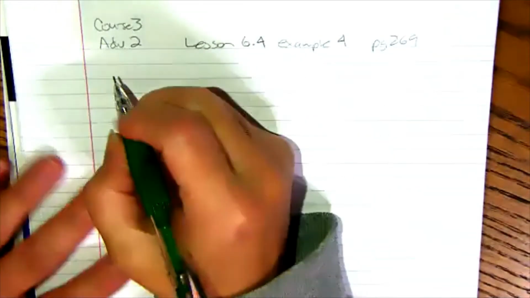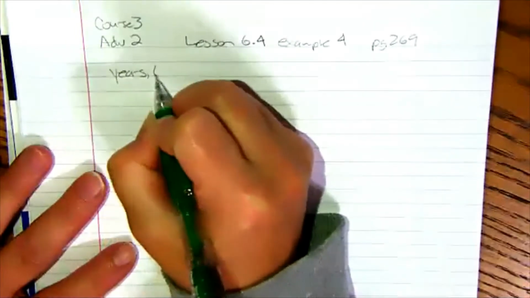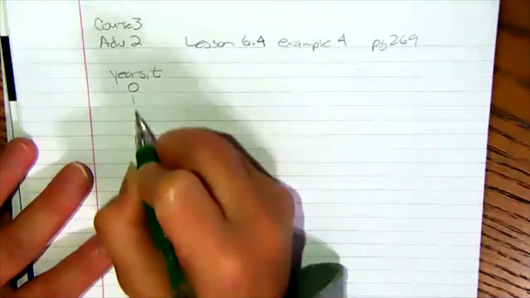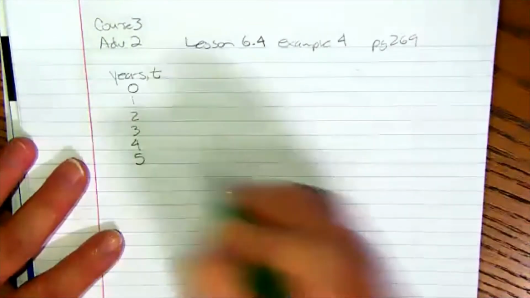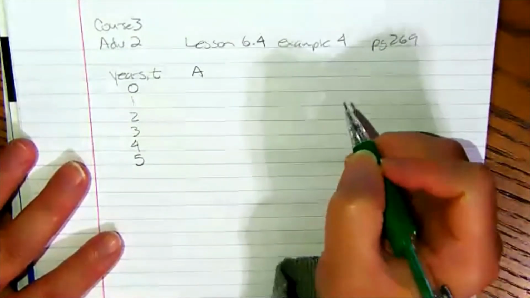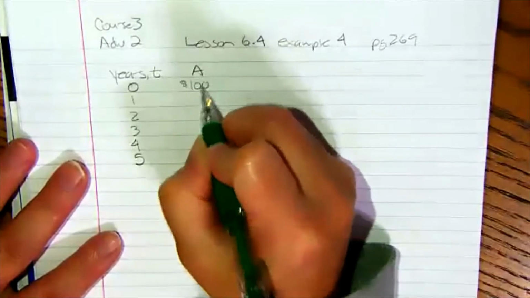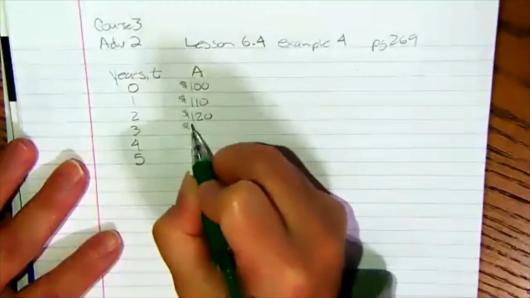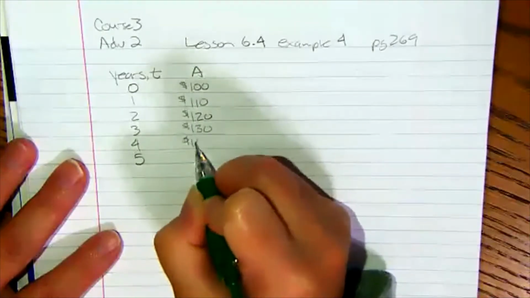So let's go ahead and copy that down. So we have years, which is represented by T, time, 0, 1, 2, 3, 4, 5. We have account A, which is simple interest. So we start with $100, and then every year we gain $10.